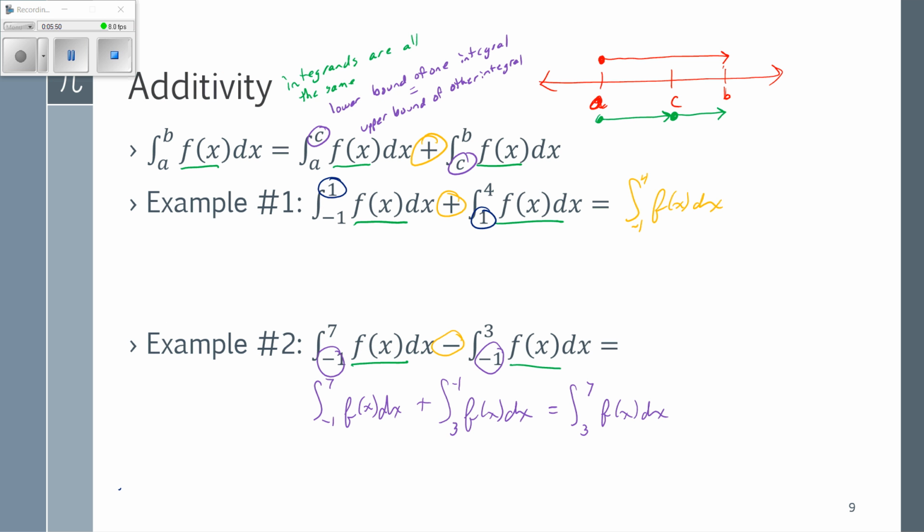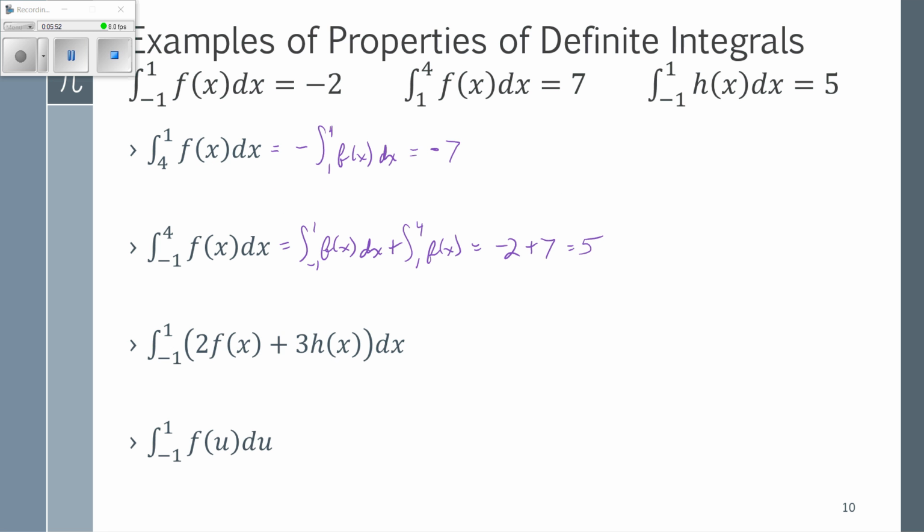For -1 to 1 of 2 f of x plus 3 h of x, I actually have several properties here. I have the sum and difference property because I can break that up, and I have the constant multiples, so I can pull the 2 out. So I have 2 times the integral from -1 to 1 of f with respect to x plus 3 times the integral from -1 to 1 of h with respect to x, which will be 2 times -2 plus 3 times 5, which is 11.